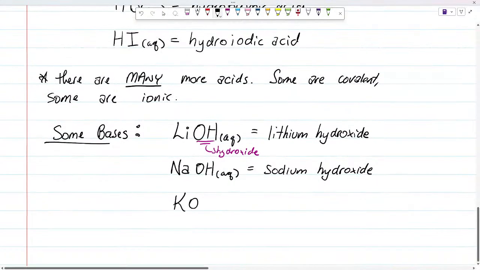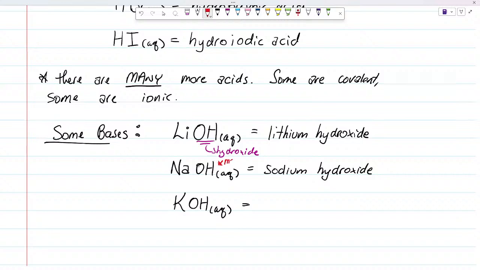Potassium works beautifully, KOH. That's also a pretty common base. But again, by far, sodium hydroxide is the most common. Sodium hydroxide's in everything. Like all of your cleaning supplies, it just shows up all the time. KOH is potassium hydroxide. And we could do more, but these are really the 3 most common ones. Again, just like we said above, there are many more. These are just some of the most common ones.